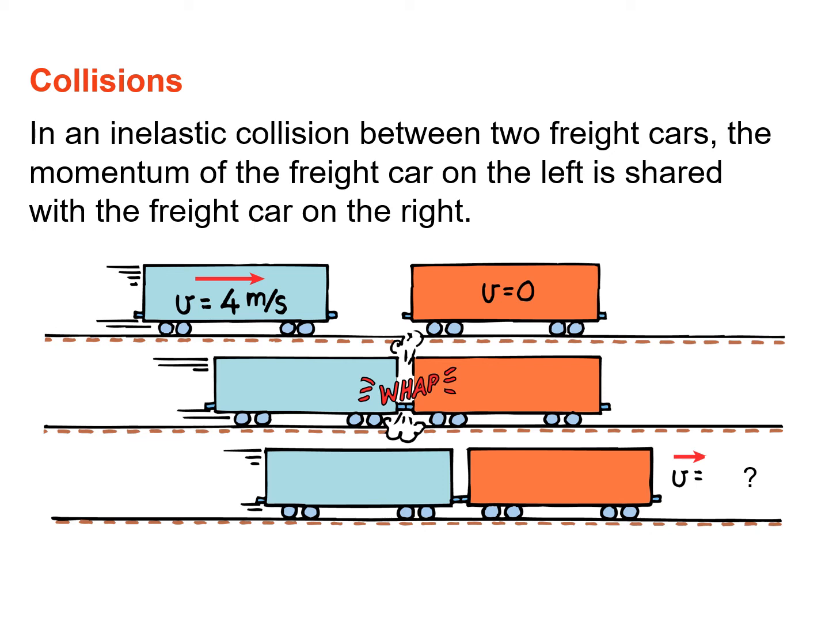But what we want to be able to do is figure it out mathematically in different situations. What if the red car is moving? What if it's going to the left? What if it's going to the right? How do we figure this out?